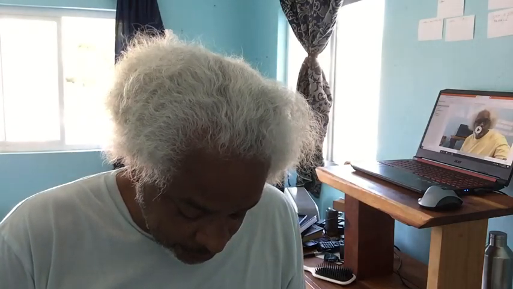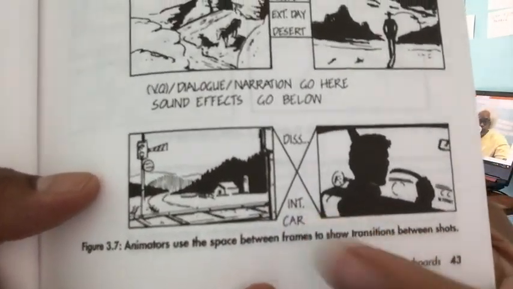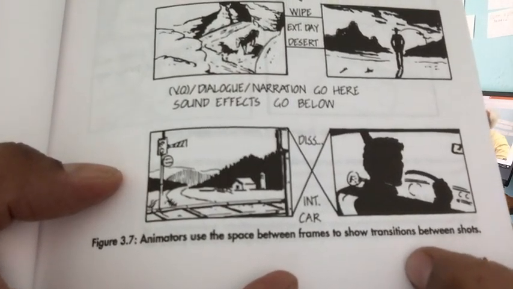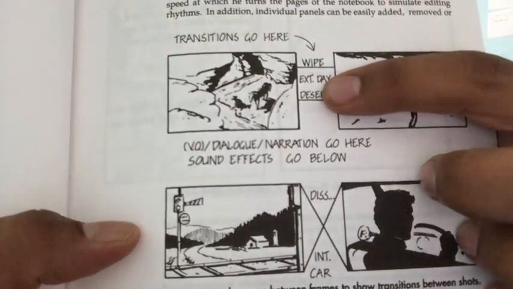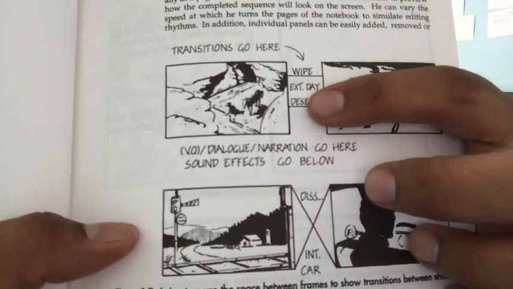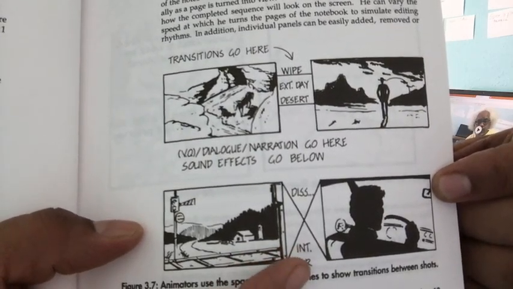The transition between shots we can illustrate right here with this. And this is the bottom of page 43. And here's another one. And this tells us what type of transition. And right here you have a wipe from exterior day shot to desert day. Okay. And this is how we are showing the transitions between shots. And you guys can look at this more closely when you get your own books.